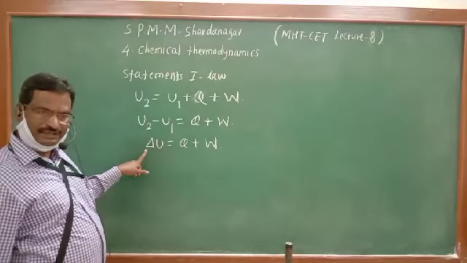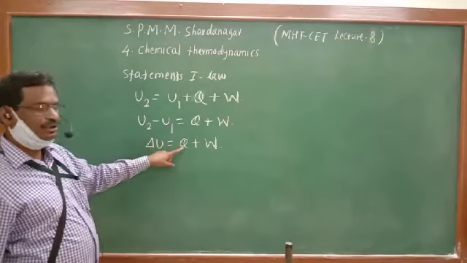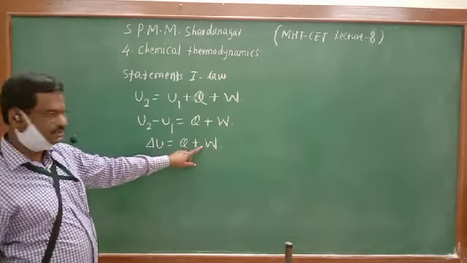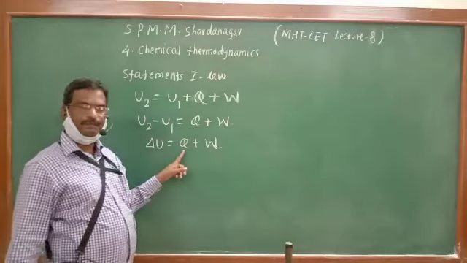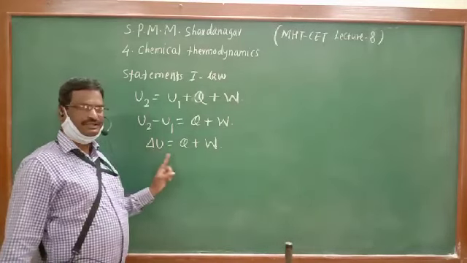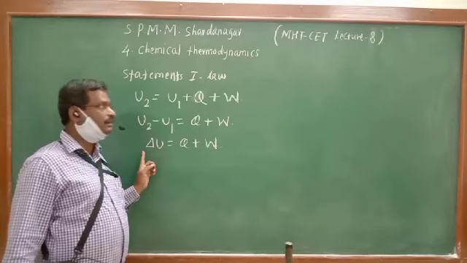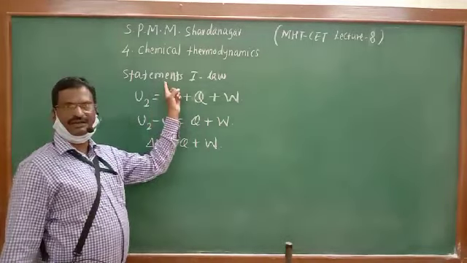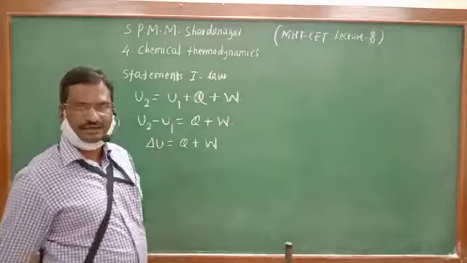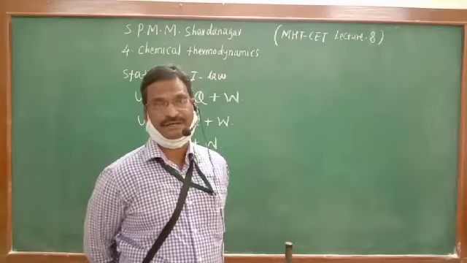Delta U is known as the change in internal energy. It is a state function. Q, heat absorbed by the system, plus W, work of compression: these two are path functions, but delta U is a state function, and the summation of two path functions is a state function. Change in internal energy is the mathematical formula of the first law of thermodynamics. There you have seen the enthalpy. Enthalpy is a state function.